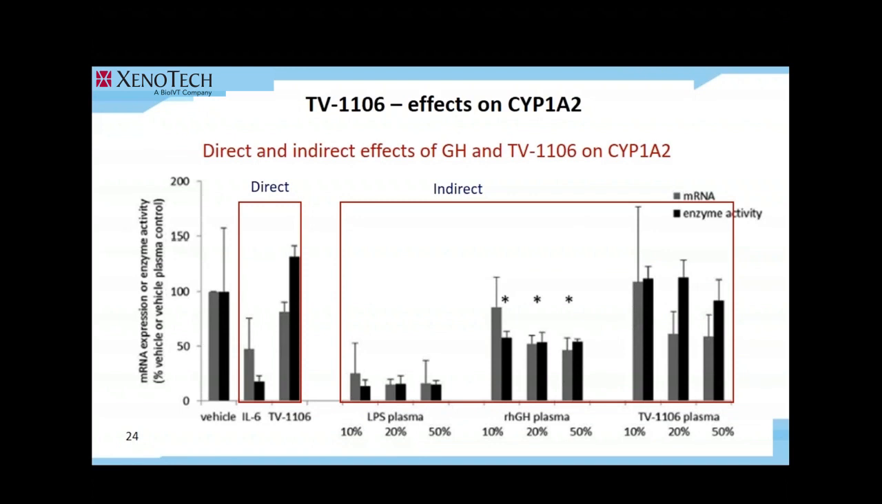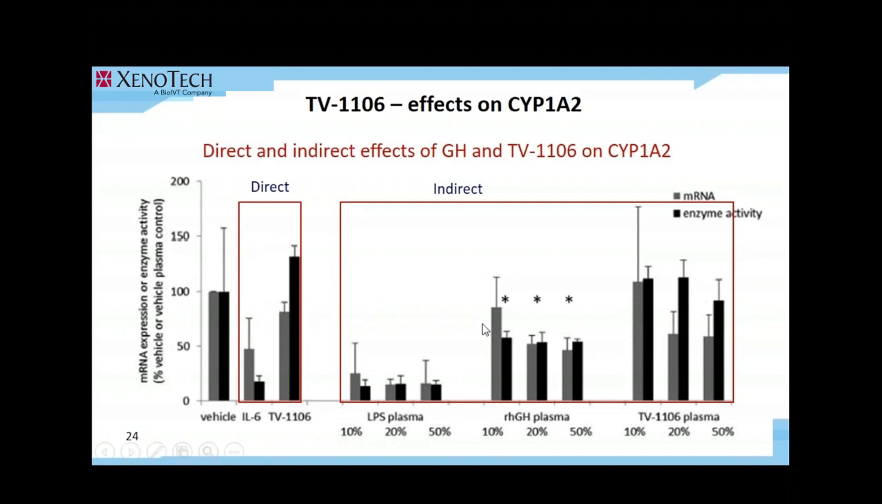Interleukin-6, our positive control, suppressed both CYP1A2 mRNA and enzyme activity, as expected and illustrated here. As expected, the LPS plasma strongly suppressed CYP1A2, which is indicated here. LPS plasma, strong suppression of message and activity. TV1106 did not have direct or cytokine-mediated significant effects on CYP1A2 mRNA or activity, direct or indirect.